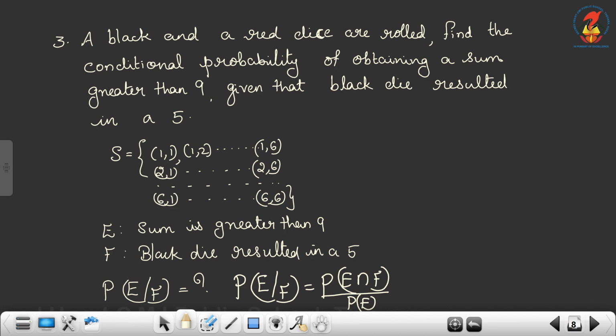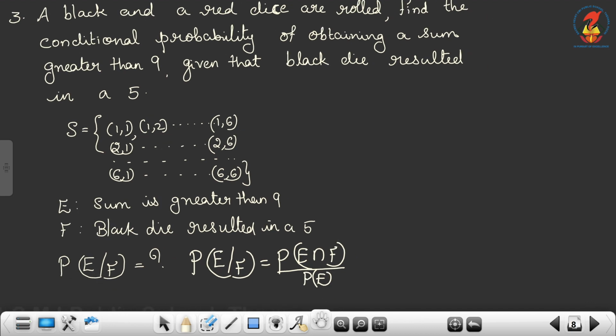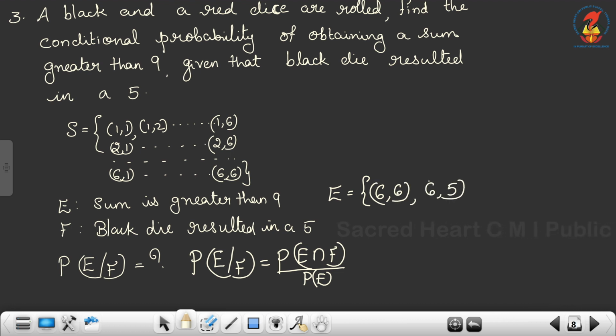So what is E? Here itself we can write it as a set. Sum is greater than 9. Which outcomes are in this E? Sum greater than 9 means I can write 6, 6. 6, 6 sum is 12. 6, 5 is 11. Then what about 6, 4? 6, 4 is 10. That's okay. 6, 3 I can't write since it is not greater than 9. So from this 6th row, 3 outcomes.